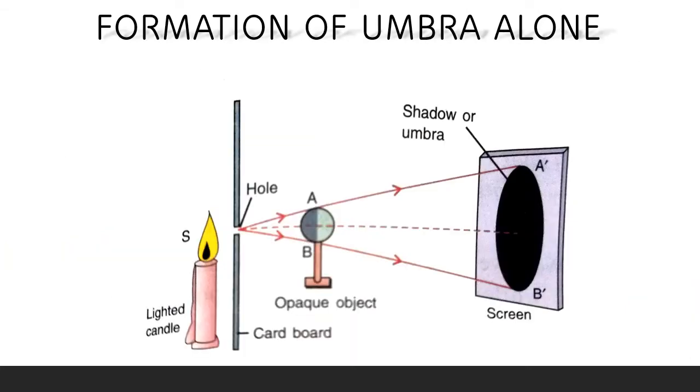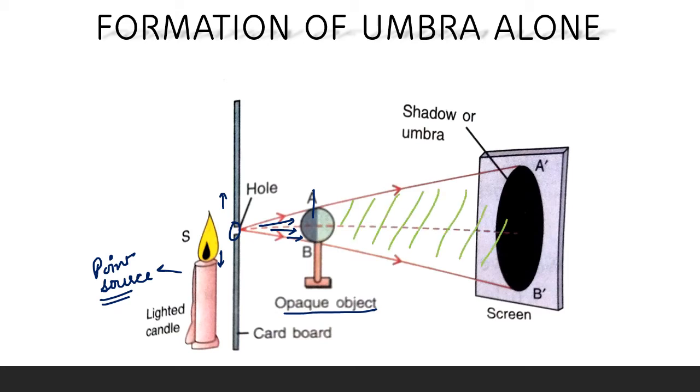To form umbra alone, we need a point source of light. We can get a point source of light by placing a candle behind a cardboard having a fine hole in it. Now, place an opaque object in the path of light, or you can say in front of the candle. You can see that the light rays coming from the source are completely obstructed by the opaque object, due to which no light reaches the screen.